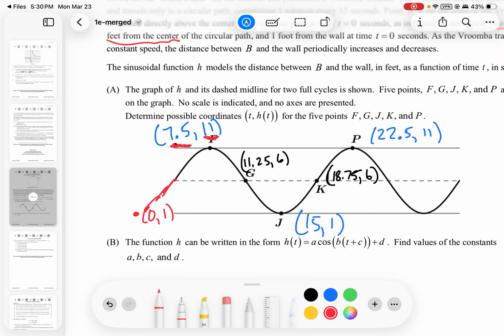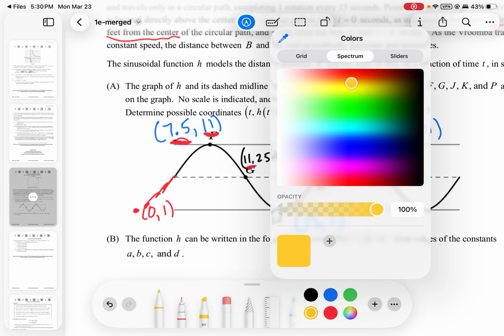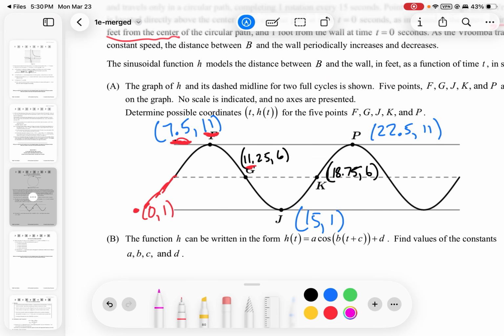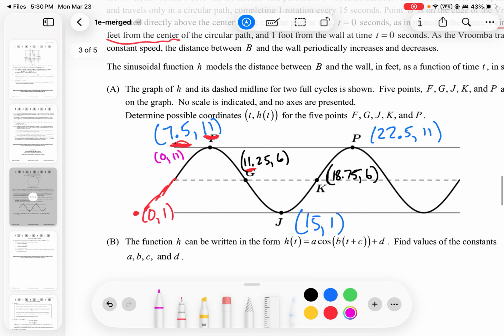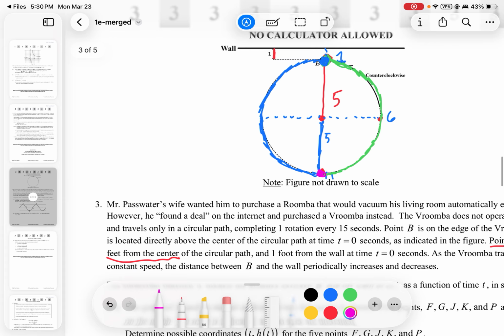Now, this is just one version of the correct answer. Your t values, your input values, can change, but these cannot change. Another version of the correct answer is you could have said 0, 11. So I'm here at 0, 11, and I go a fourth of the way around the circle. Really, the way I'm getting these fours is 15 divided by 4 is 3.75.